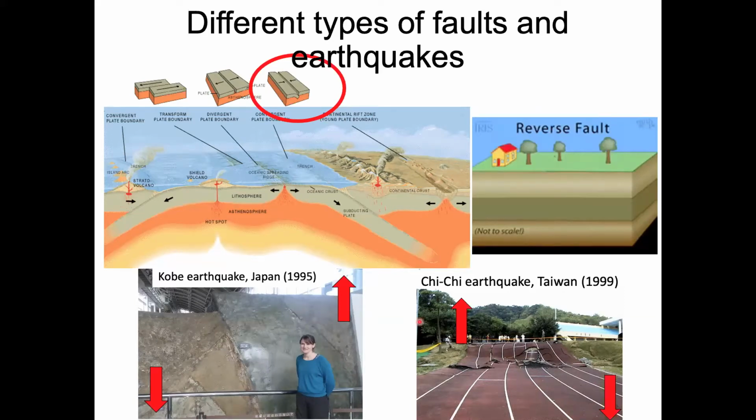Another really famous example is the Chi-Chi earthquake in Taiwan in 1999. And you can see that the back of this picture, so this is a running track, the back of the picture has gone up and the front of the picture has gone down.